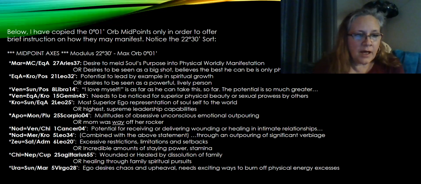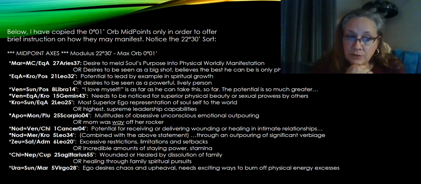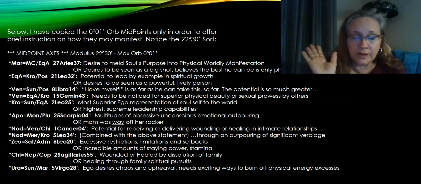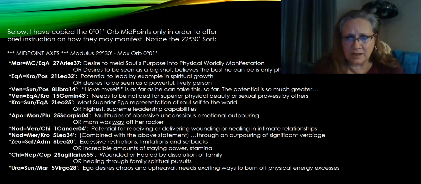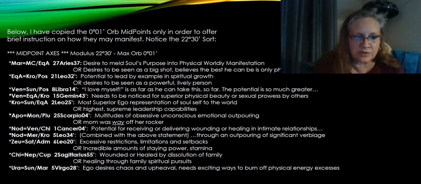And then we've got Chiron to Neptune Cupido. So wounded or healed by the dissolution of family. Perhaps there was a divorce in early years. I didn't look further for it. I just went for the midpoints, basically. Or healing of his heart through family spiritual pursuits. Again, hanging out with the kids is probably a really good thing for him. He probably really grows through that.